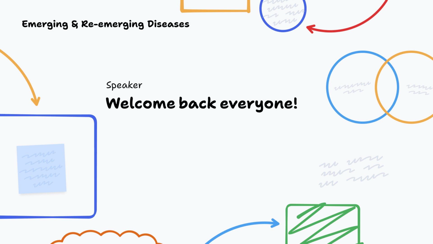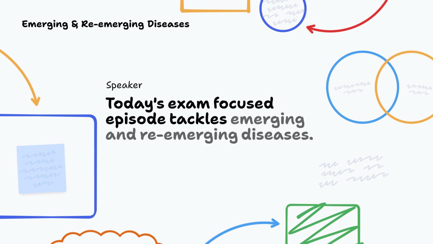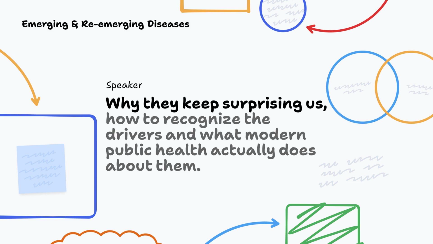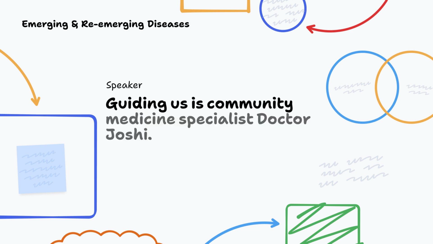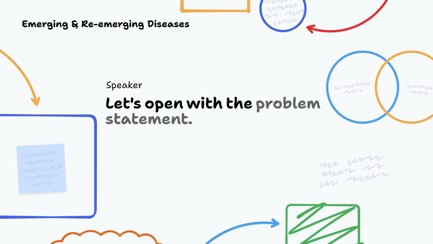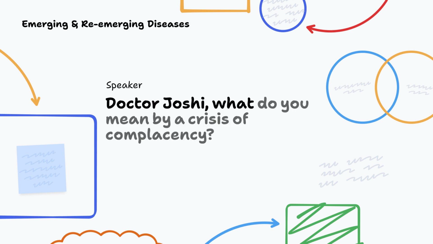Welcome back, everyone. Today's exam-focused episode tackles emerging and re-emerging diseases, why they keep surprising us, how to recognize the drivers, and what modern public health actually does about them. Guiding us is community medicine specialist Dr. Joshi. Delighted to be here. Let's open with the problem statement. Dr. Joshi, what do you mean by a crisis of complacency?